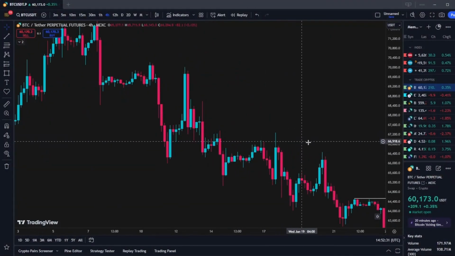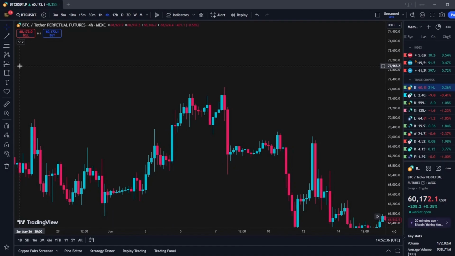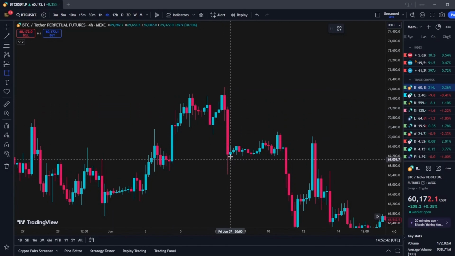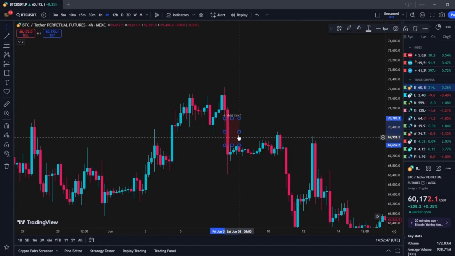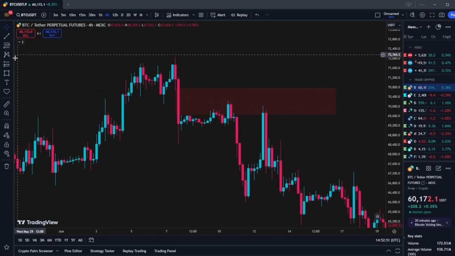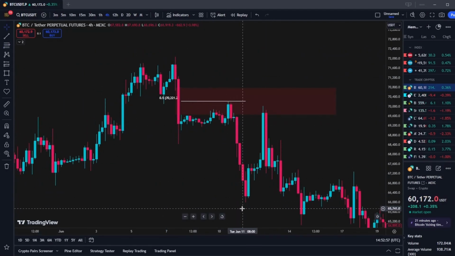Now, some lower probability fair value gaps would be where we don't have the three candles in the same direction, but price respects the fair value gap nonetheless. Like here, for example, we have three candles, but this candle right here is a bullish candle. But if we draw on a fair value gap here, we can see that price will still respect it, and we actually fill 50% of the fair value gap perfectly before we see this large move down.